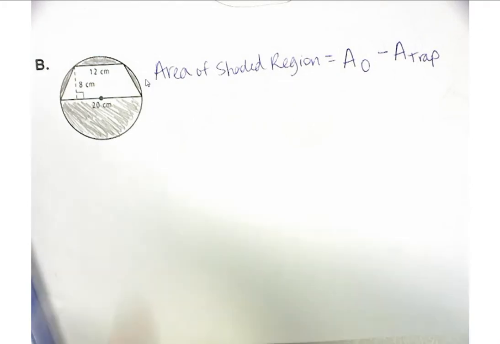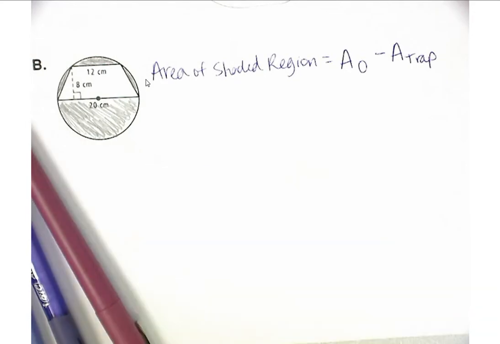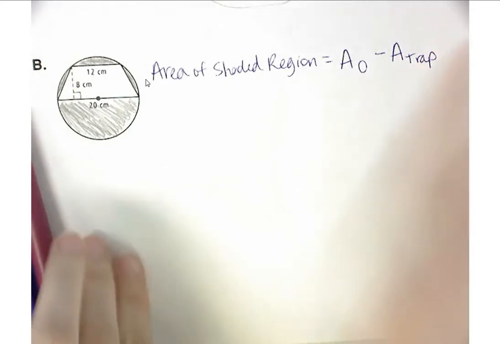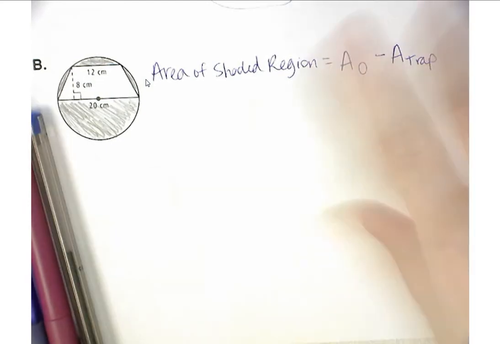Okay, so I'm going to give you a few minutes now so that you can calculate the area of the circle and the area of the trapezoid and then subtract. Okay, and then I'm just going to walk around and help you if you need it.